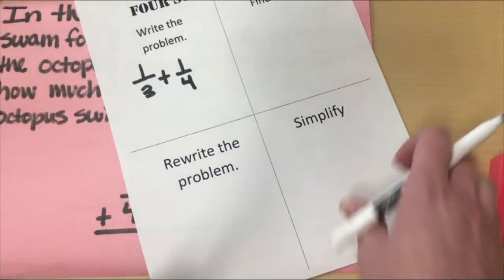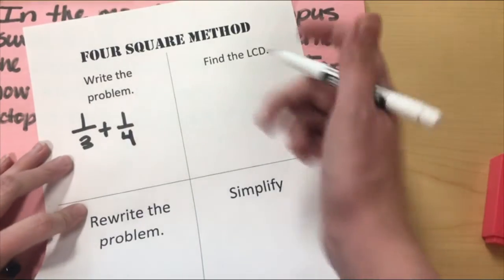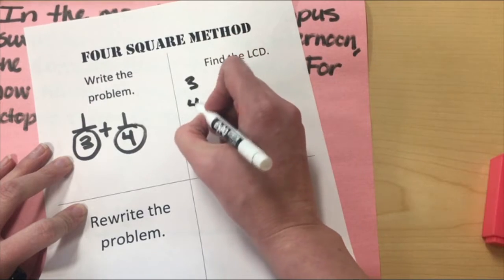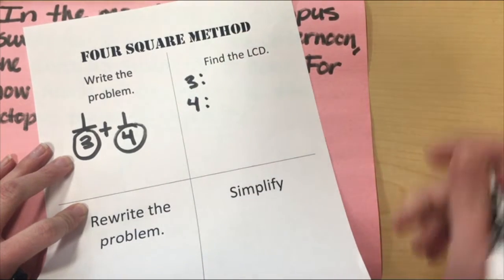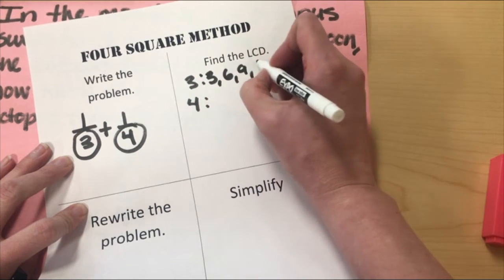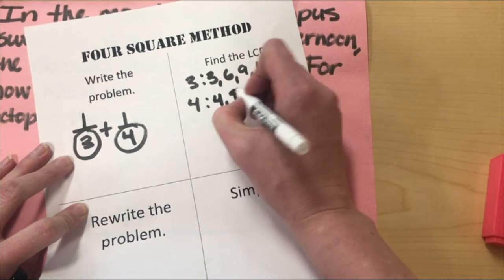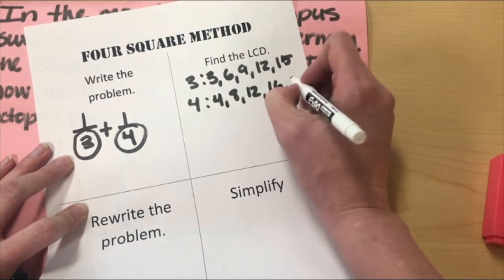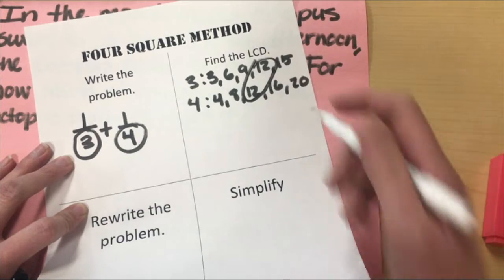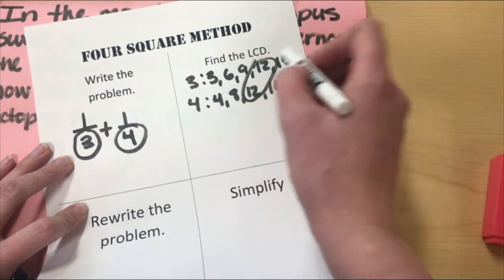Okay, so now we want to find the LCD, so the lowest common denominator, between this and this. Okay, so I'm just going to count by 3s. I could keep going, but I think I'll stop there. Okay, and already I can see the 12s are going to be our lowest common denominator. So we're going to change our denominator on this to 12ths.